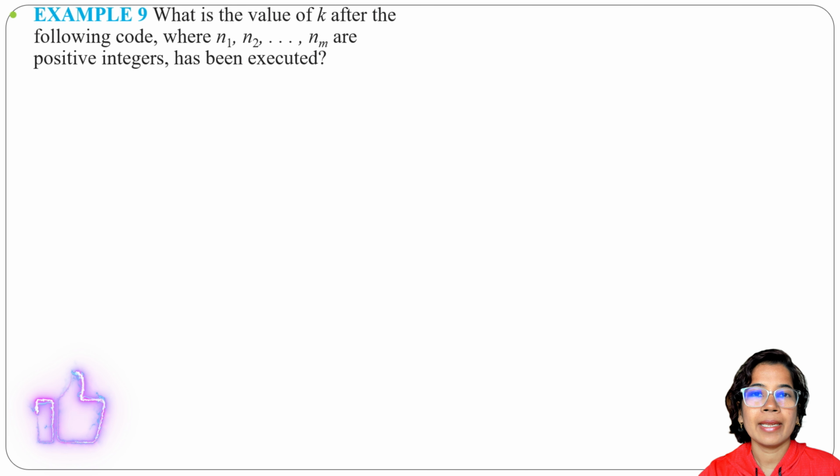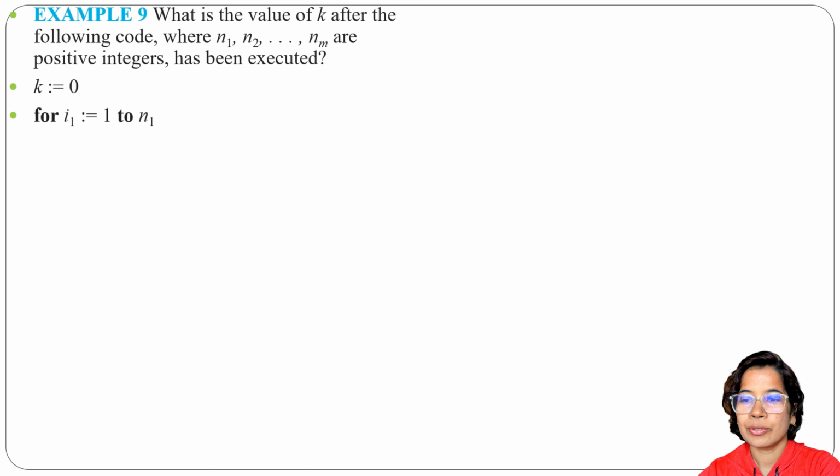We already discussed 8 examples of basic counting. Let's discuss example 9. What is the value of k after the following code, where n1, n2, nm are positive integers, has been executed? Initially, k equals 0. For I1 equals 1 to n1, k equals k plus 1. So each time, k is incremented by 1.